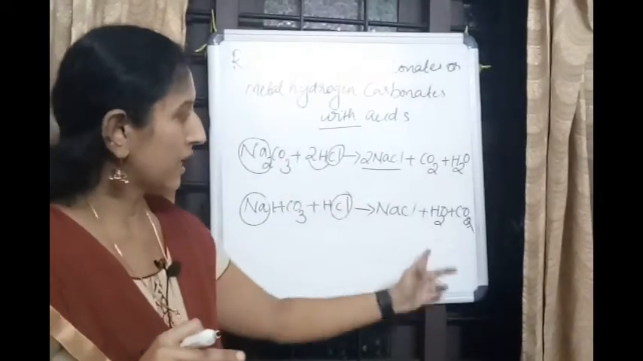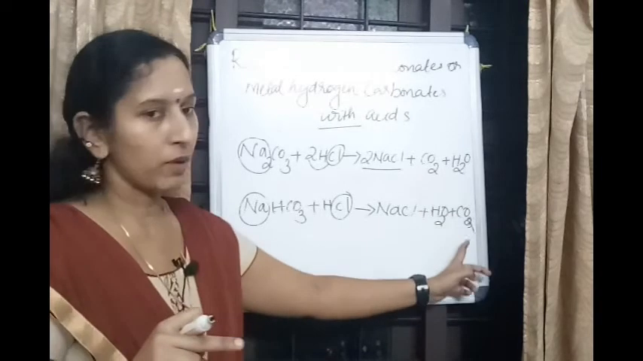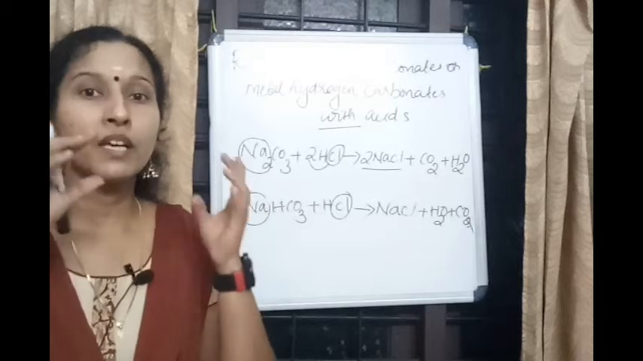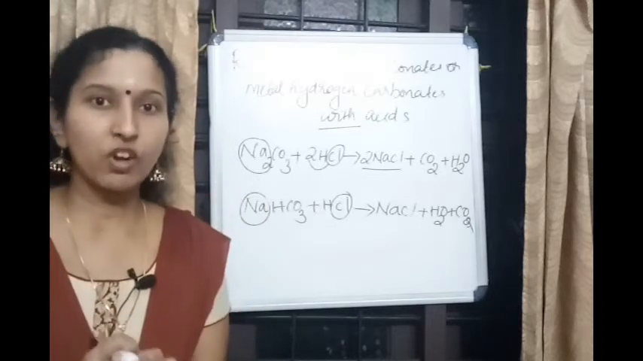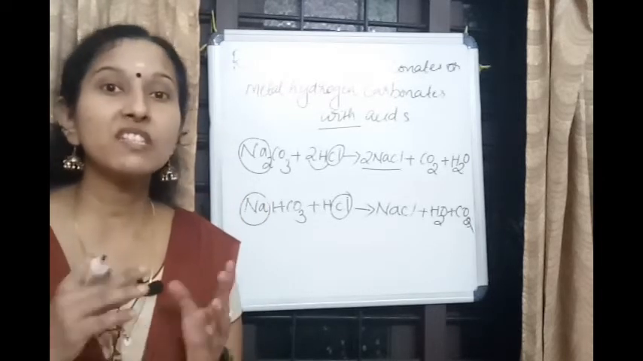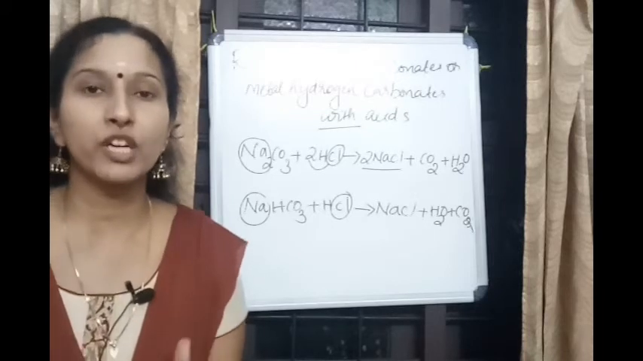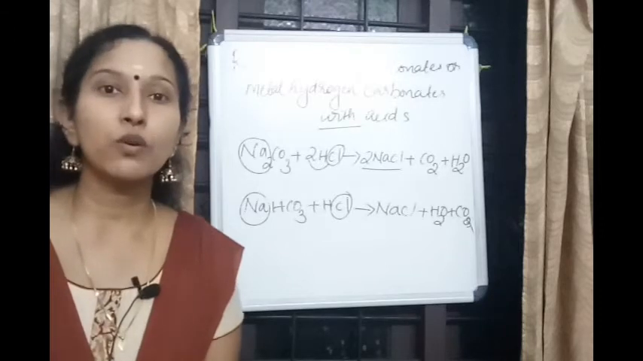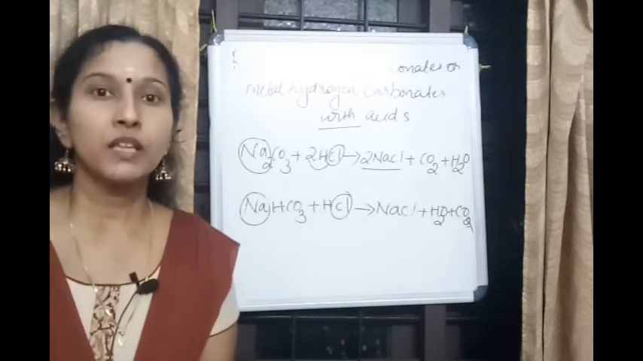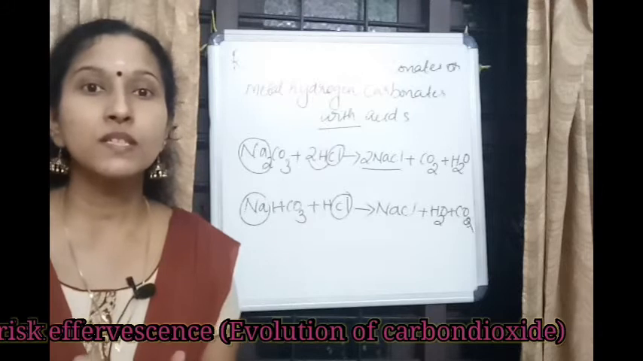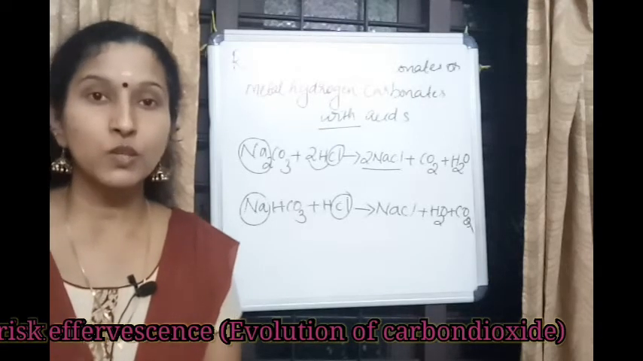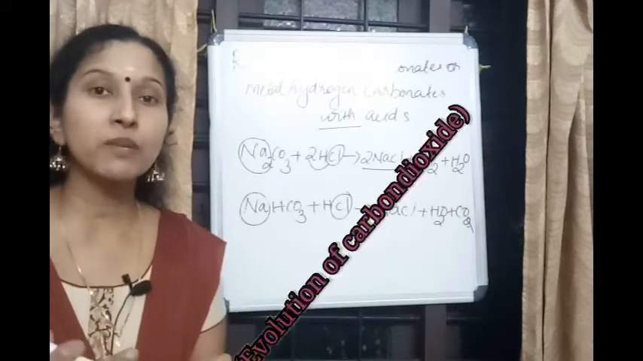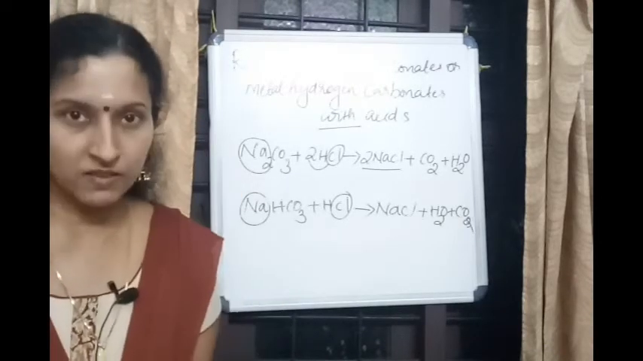But the products are the same: salt, water, carbon dioxide. And here I am going to introduce a term, brisk effervescence, or effervescence. Effervescence is the term related to the production of carbon dioxide. When a metal carbonate reacts with hydrochloric acid, that reaction evolves carbon dioxide, so the same equation can be referred to in another way if a reaction produces effervescence.